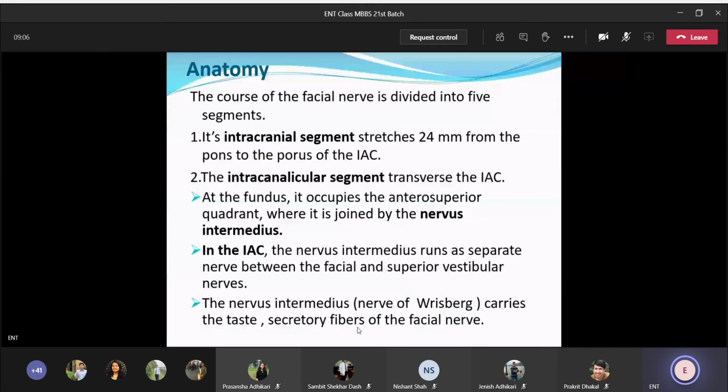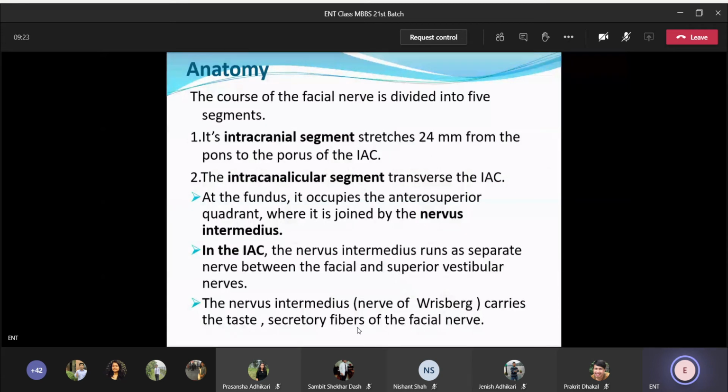It starts from the pons at the level of the floor of the fourth ventricle. The facial nerve starts from the floor of the fourth ventricle, from the pons to the porus of the internal auditory canal. First segment, intracranial segment, 24 millimeter.